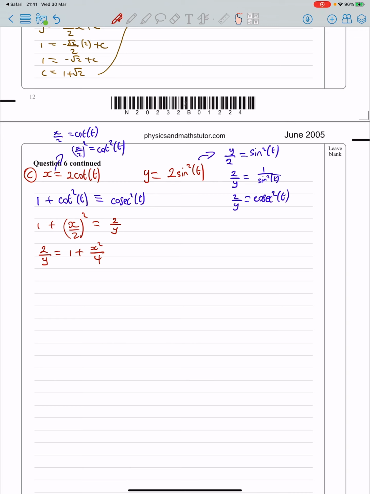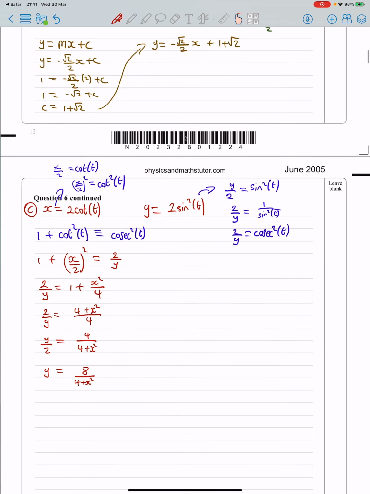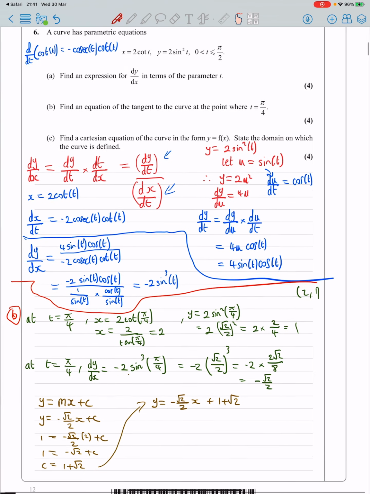If I take the reciprocal, in fact, I'm going to make this a little bit nicer. 2 over y, add the fractions, I get 4 plus x squared all over 4. Then I'm going to take the reciprocal of both sides, giving me y over 2 equals 4 over 4 plus x squared. And then times both sides by 2, so I get y is equal to 8 over 4 plus x squared.